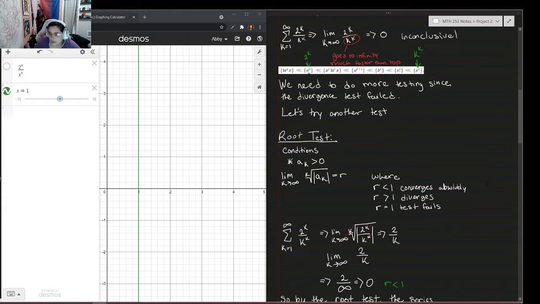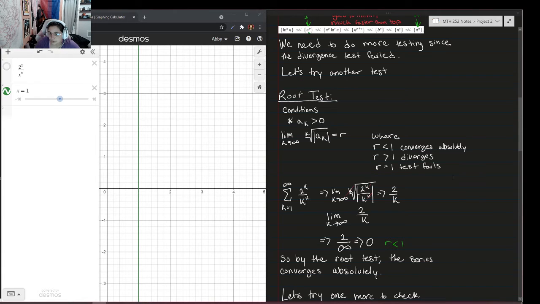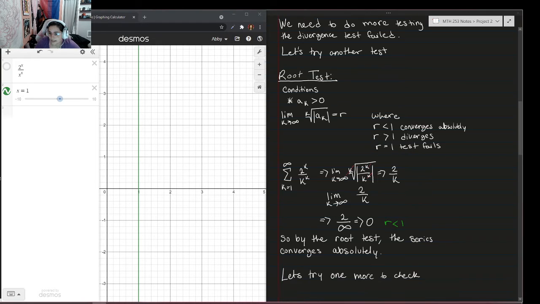So the divergence test does not work for this, and we will figure out later why that is. Next I'm going to try the root test. The condition for a root test is that a has to be greater than 0, and we see that the series works for that, right? This is greater than 0, and this series basically screams I should try the root test, since both of these things are raised to a power of k. So we can really easily just take the kth root of them, and I'm taking the kth root of the absolute value of the series so that we can determine if it's going to absolutely converge, if it does converge.